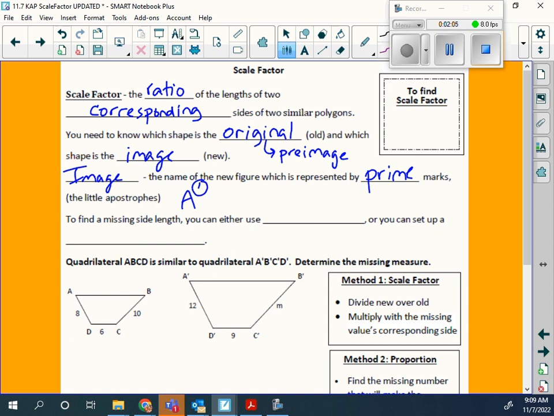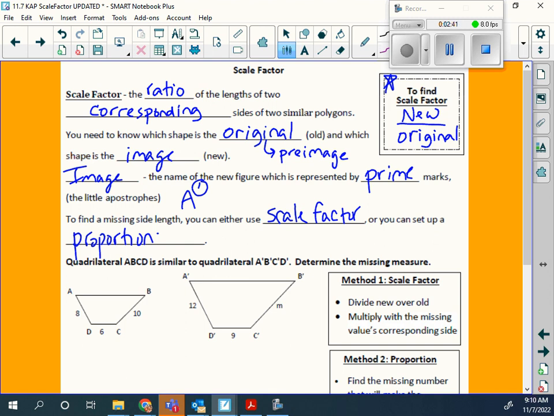So to find the missing side length, you can either use scale factor, or you can set up a proportion. If you think about those task cards from Thursday, there were some that simply said a scale factor, what's the new something or other, okay? So this is kind of a formula to find scale factor. It's new over original. Does that kind of remind you of anything else that we've looked at?